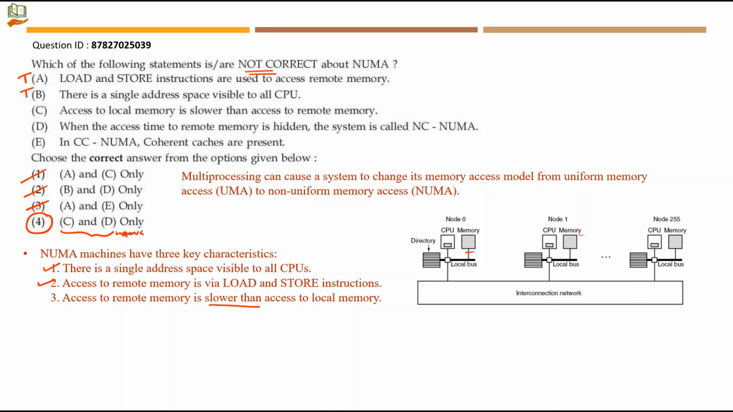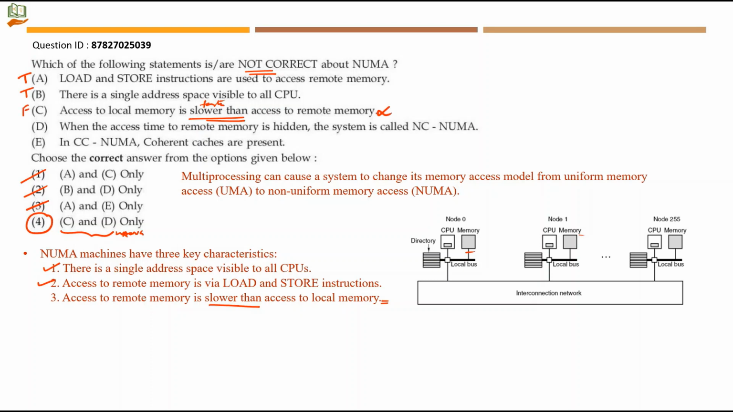So now the C statement. Access to local memory is slower than access to remote memory, which is contradicting this statement. So as per point number 3, it is faster than access to remote memory. So this is wrong. We can mark C to be false.